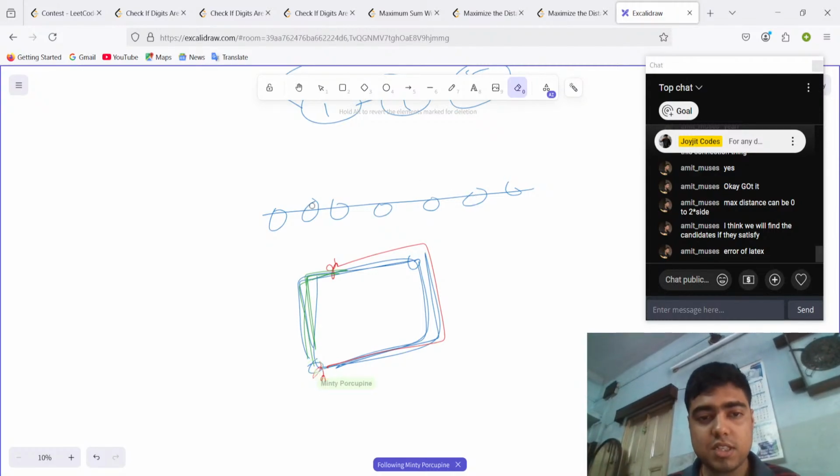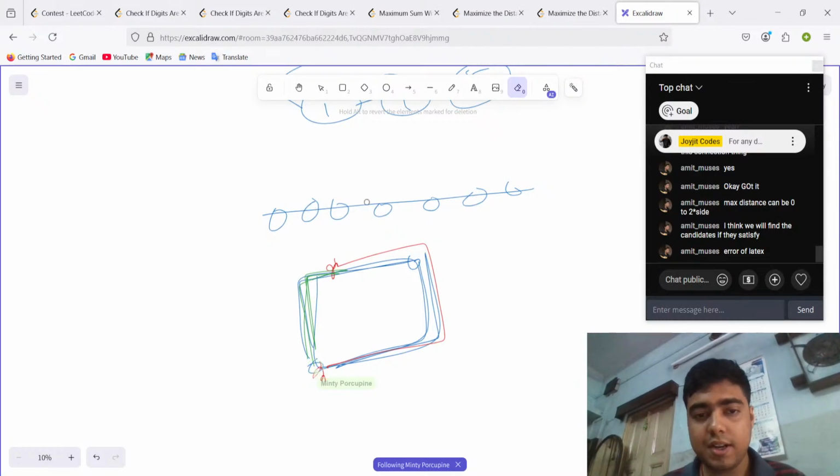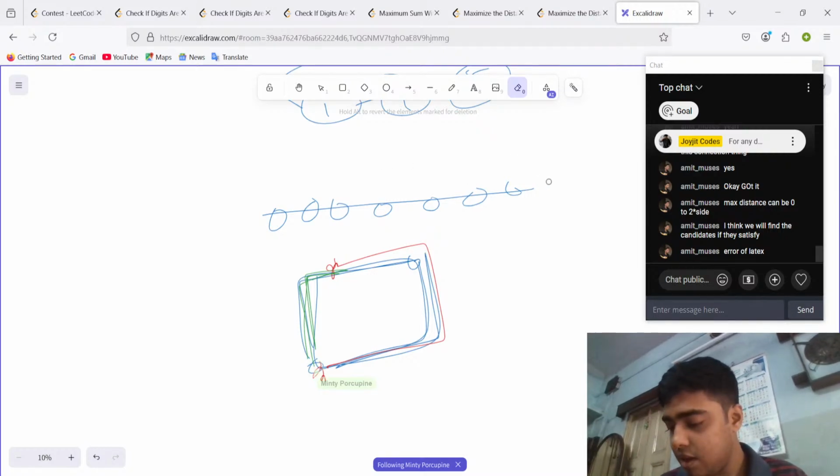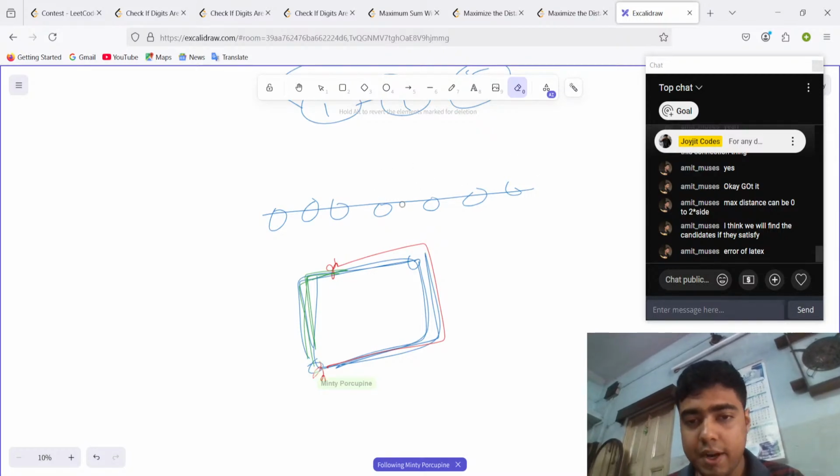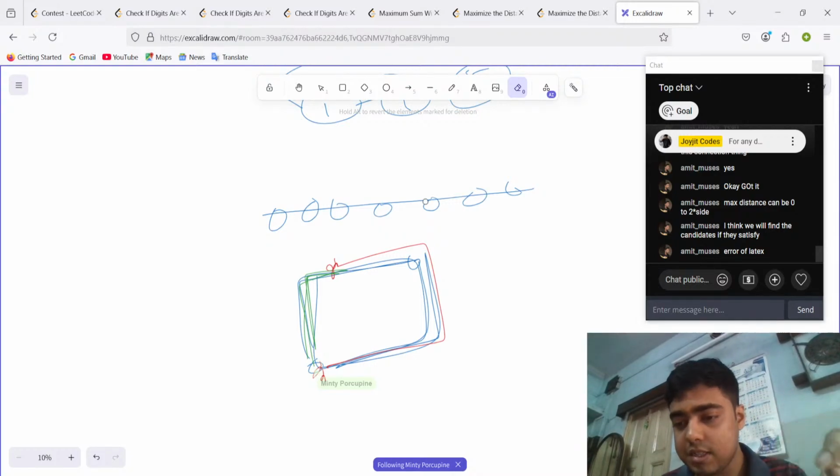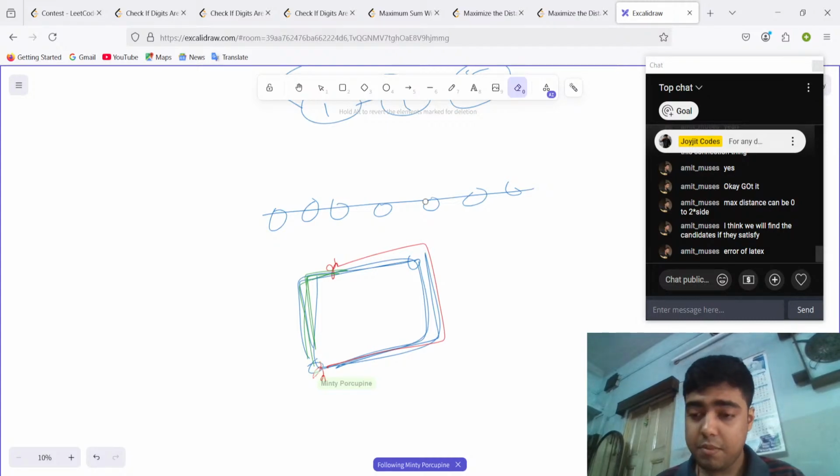Then we can start from here and find the D distance, next element, D distance, next element, D distance, next element. So for every specific starting point, we can find, for D distance, the number of elements that we can have. What is the number of elements that we can have?